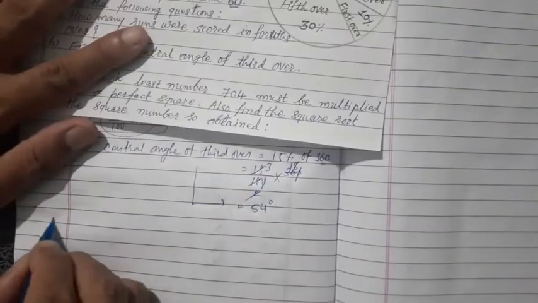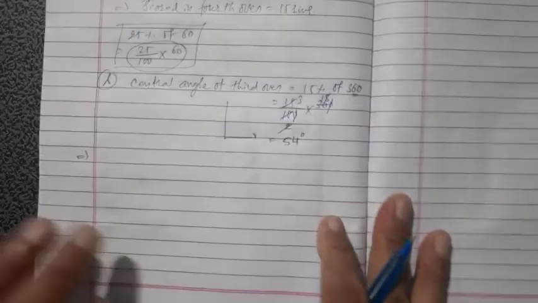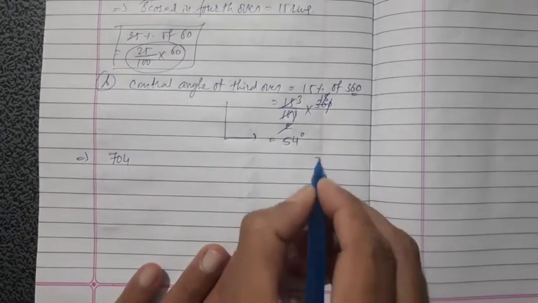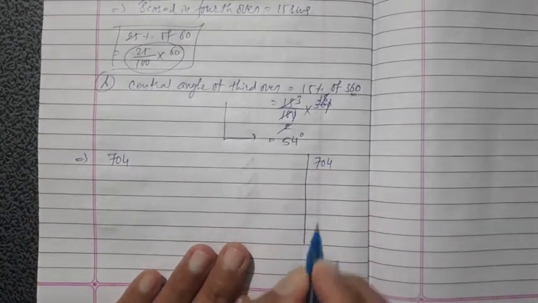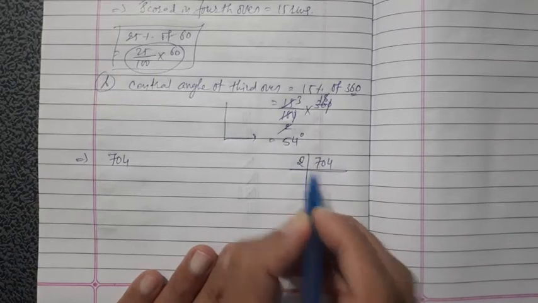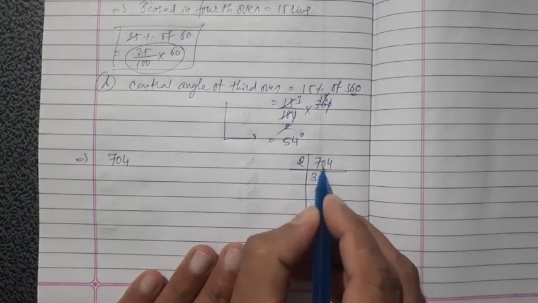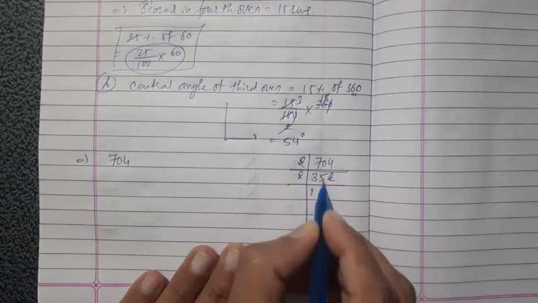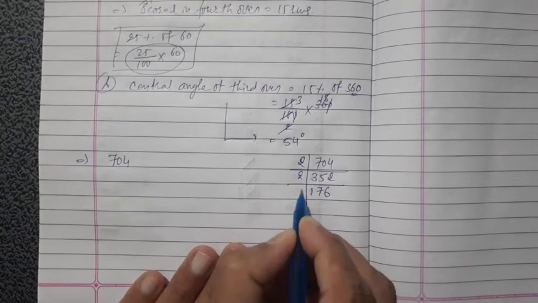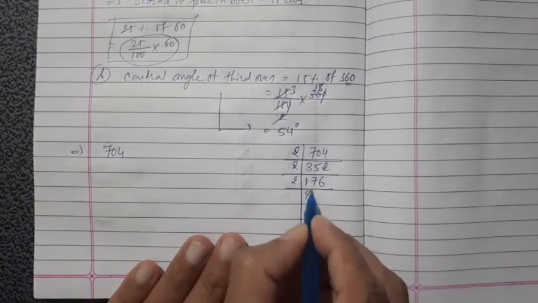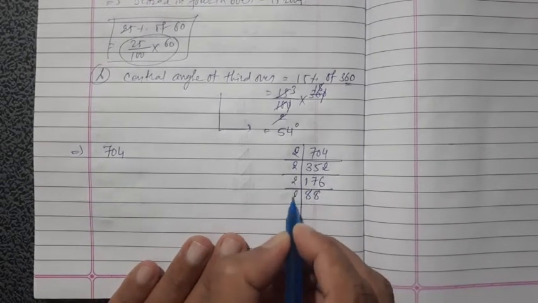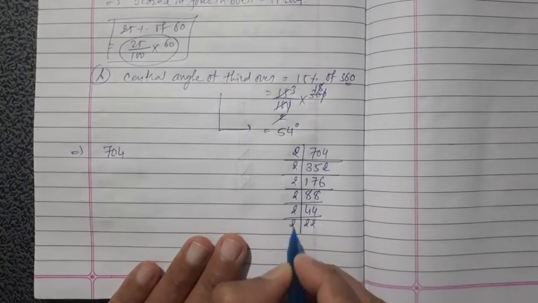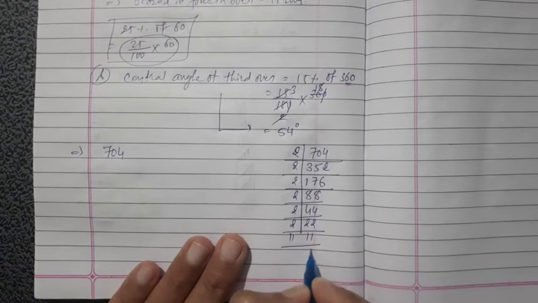Okay, so what to do for that one? By which smallest number you multiply, you just factorize the 704 first. Okay, so 2 3s are 6, 10 means 5, and here 2. Again 2 2s are 4, 2 1s are 2, 7 2s are 14 and 6. Again 2 8s are 16, and again 2 44s are 88, 2 22s are 44, 2 11s are 22, and 11 1s are 11.